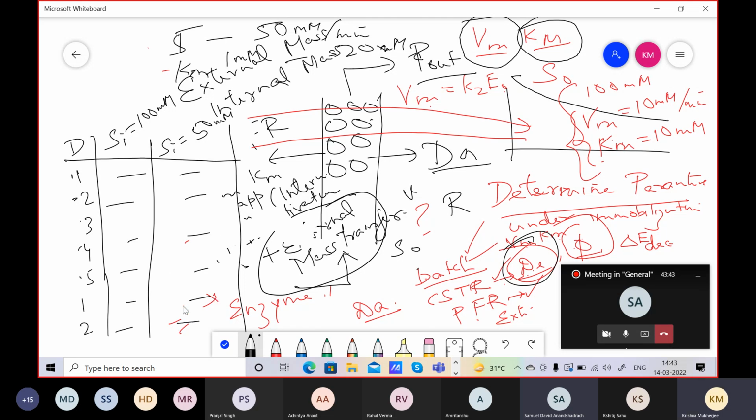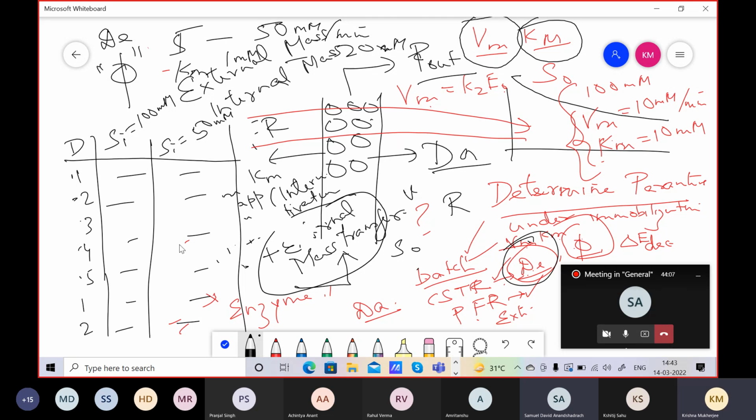Now again do the reverse. Take this value and this value at 100 millimolar and determine the value of phi and DE and so on and so forth. Vmax and Km are kept the same. Are you getting this question?